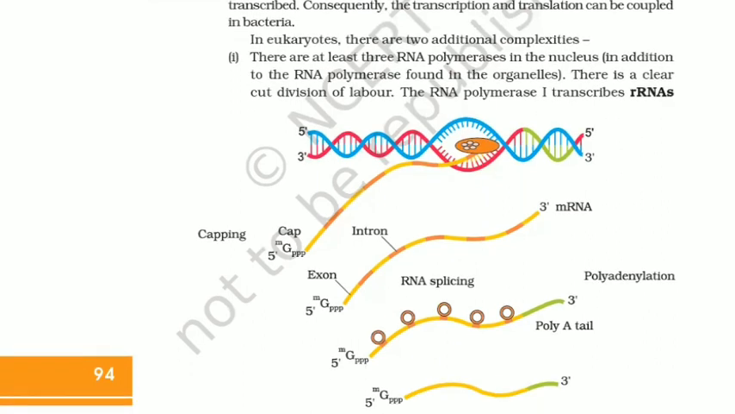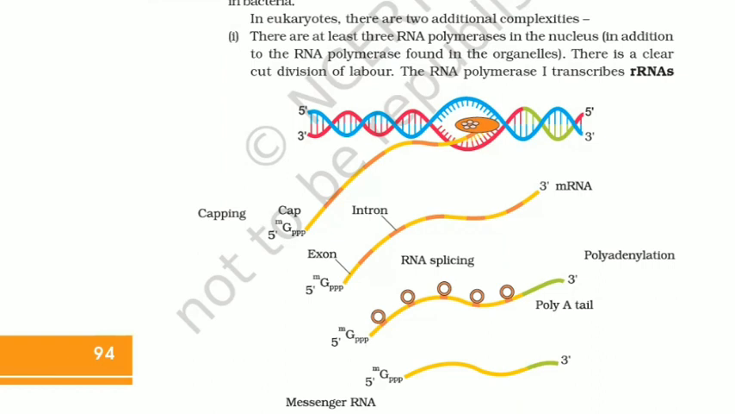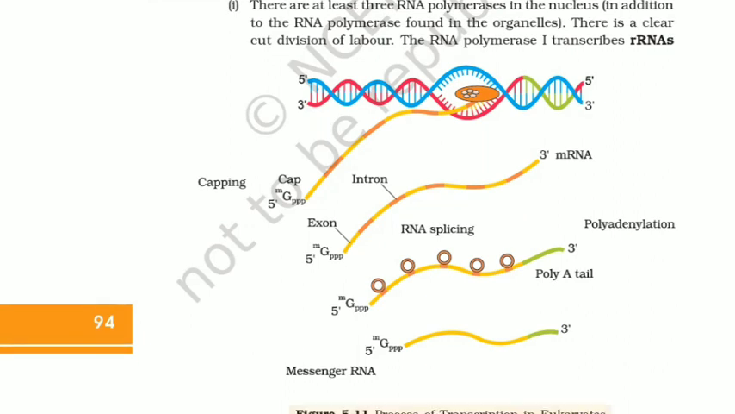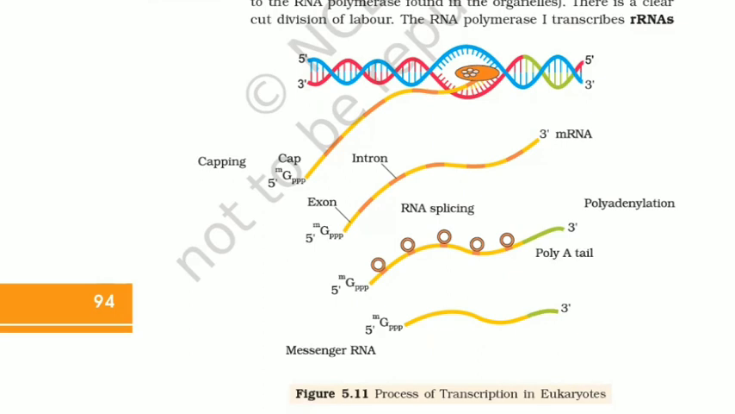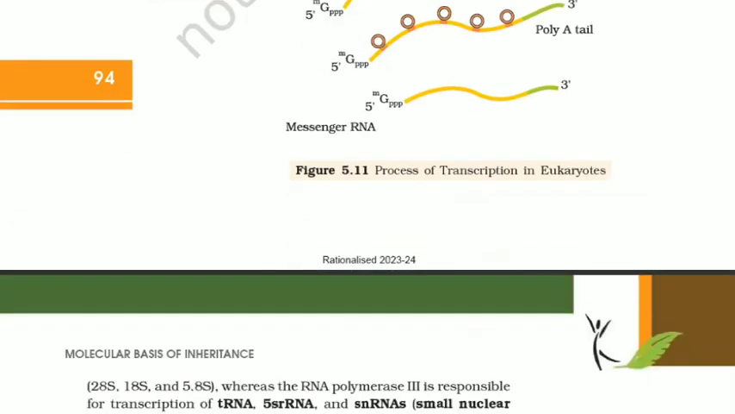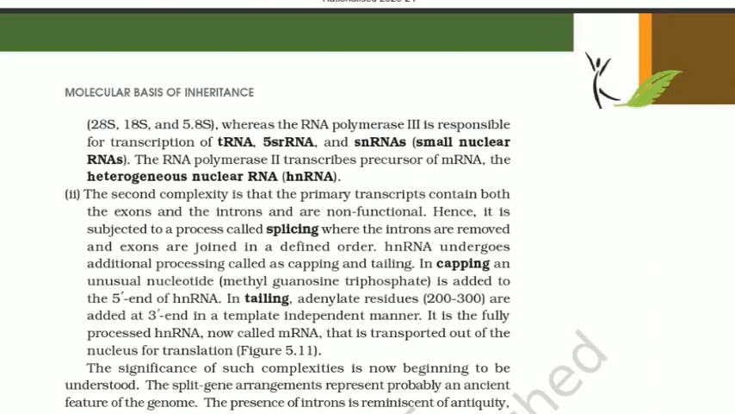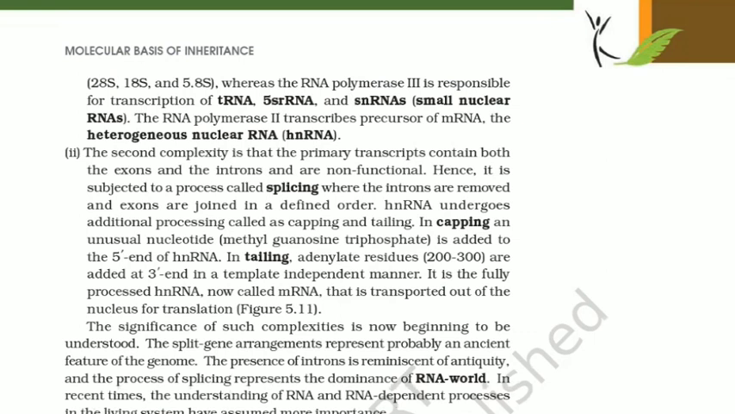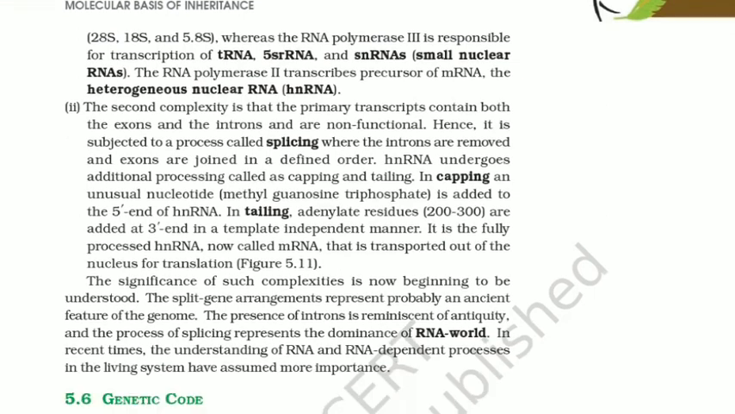In eukaryotes, there are two additional complexities. Number one, there are at least three RNA polymerases in the nucleus, in addition to the RNA polymerase found in the organelles. There is a clear-cut division of labor. The RNA polymerase 1 transcribes rRNAs, whereas the RNA polymerase 3 is responsible for transcription of tRNA, 5S rRNA, and snRNAs. The RNA polymerase 2 transcribes the precursor of mRNA, the heterogeneous nuclear RNA.